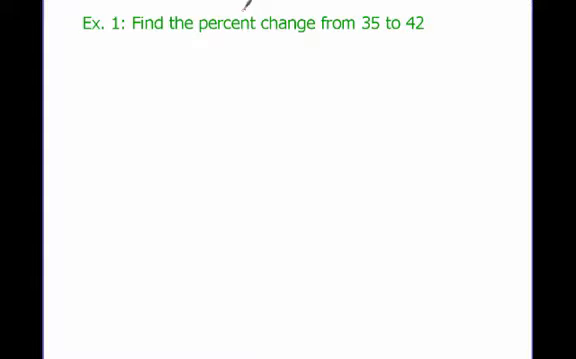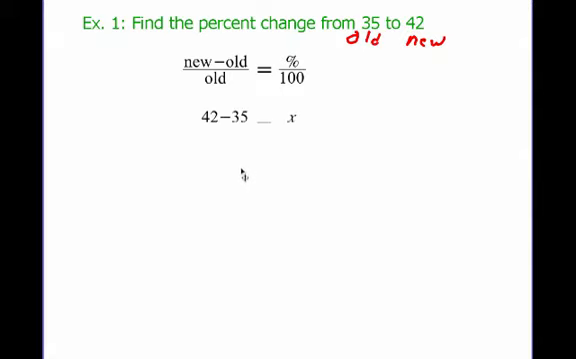Example 1 says, find the percent change from 35 to 42. So we're going from 35 to 42. 35 is our old value, and 42 is our new value. When we set up our proportion, we know it is new value minus old value divided by old value equals a percent over 100. Plugging numbers in from this problem, our old value is 35. These two numbers should always be the same, old, old. Our new value is 42. And we don't know what the percent is, so that's what we're solving for.